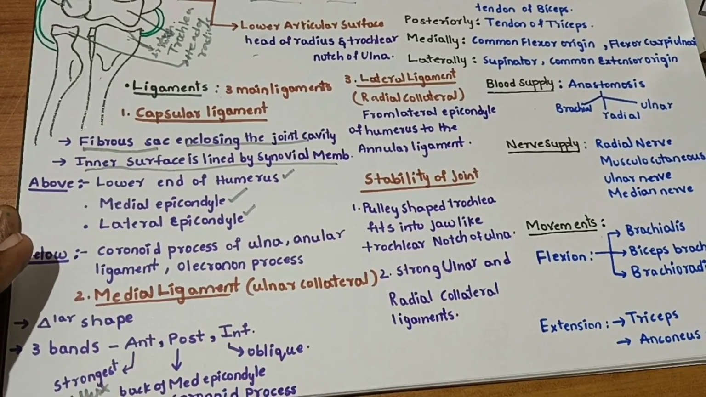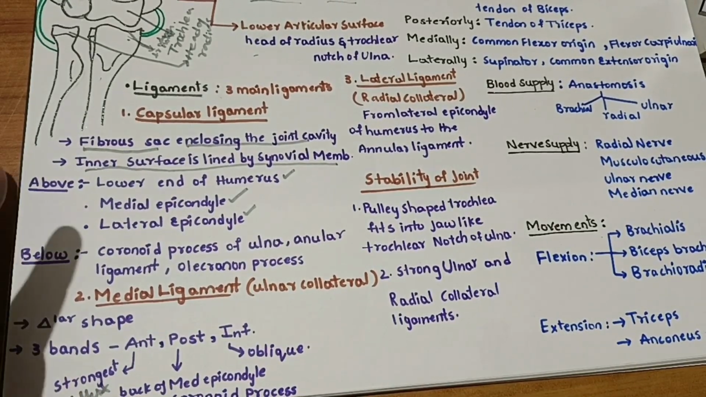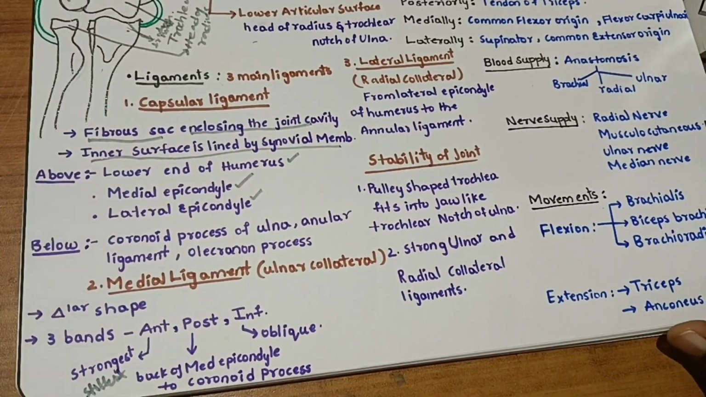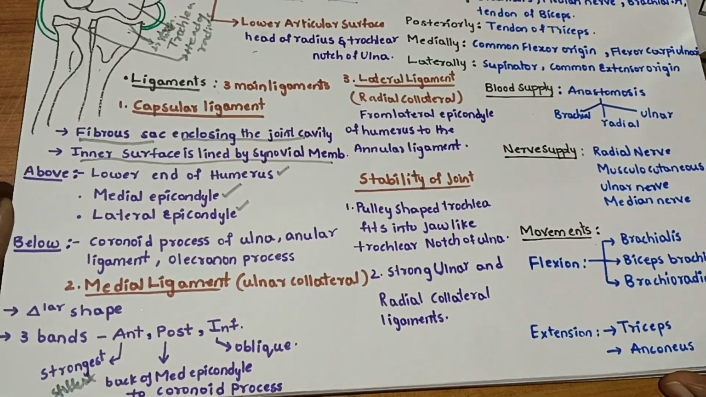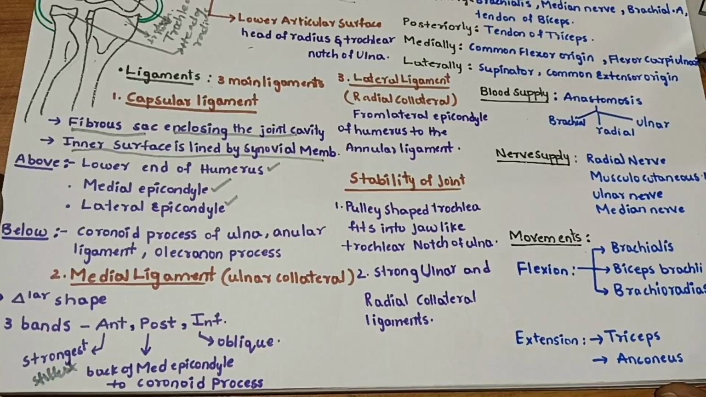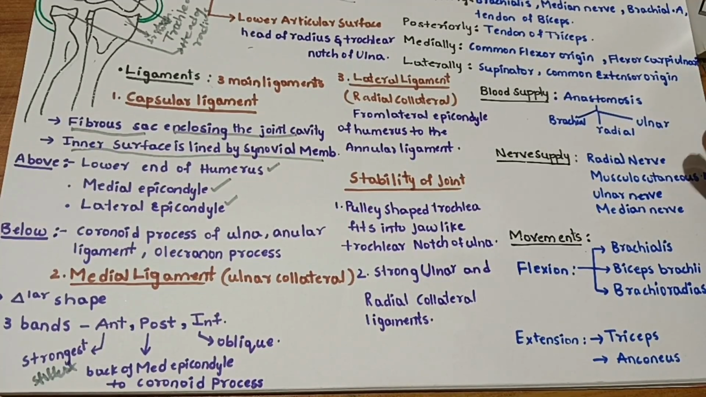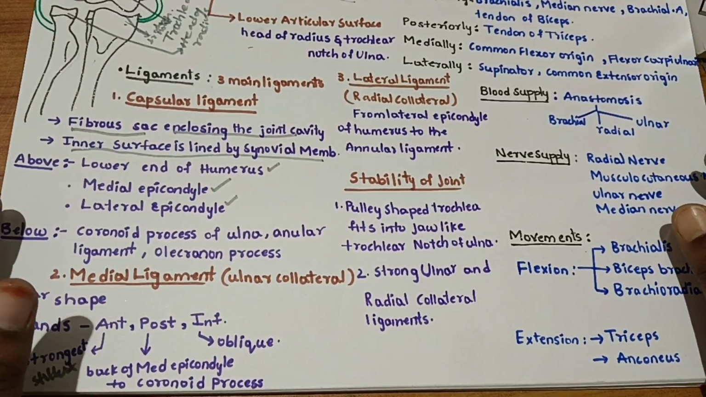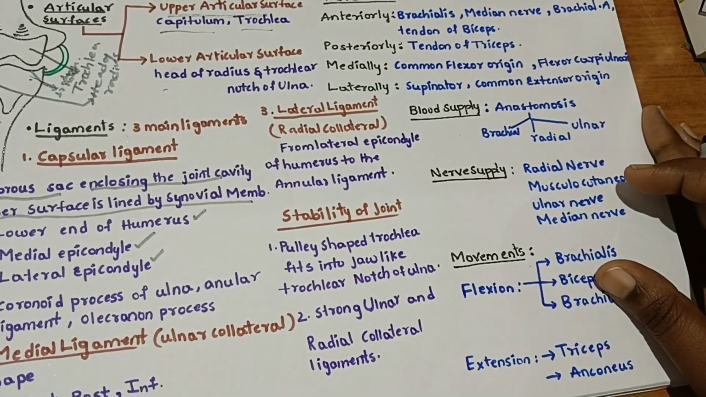Whereas the posterior band is extended from the back of the medial epicondyle to the coronoid process. And the inferior band is the oblique one. It is presented obliquely. Now let's see the lateral collateral.